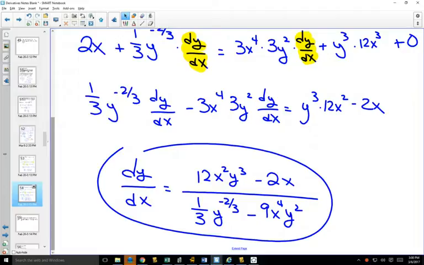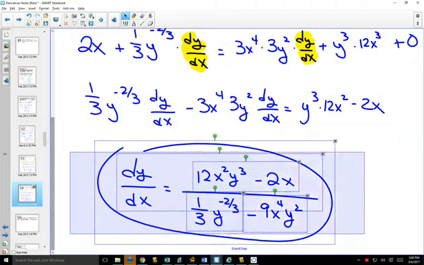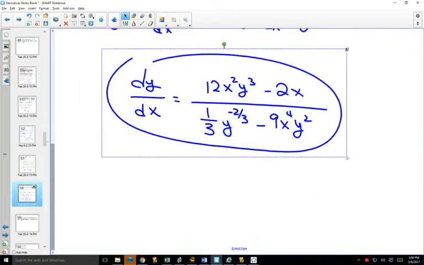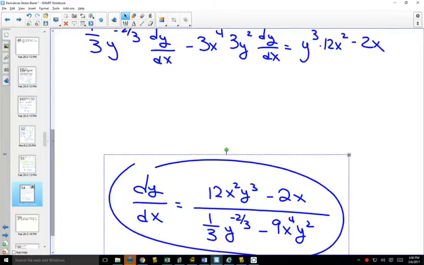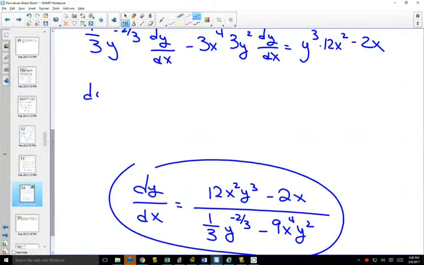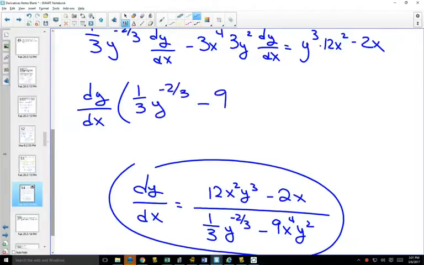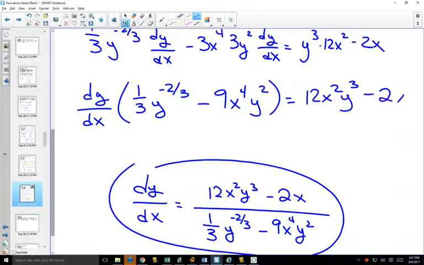If you like to do that extra step with the factoring, it would be to factor out your dy dx, leaving you with 1/3 y to the negative 2/3 minus 9x to the 4 y squared equals 12x squared y cubed minus 2x. And then you'd have to divide by this to get your final answer.